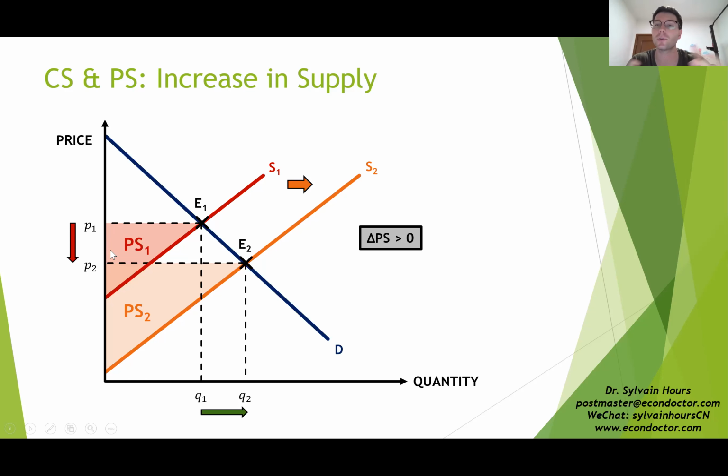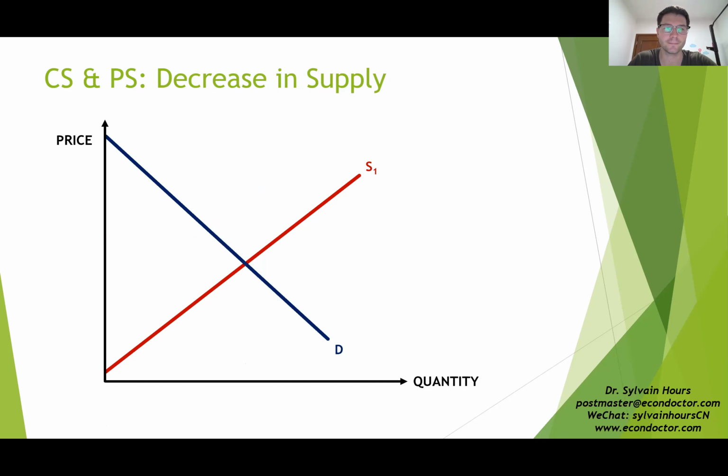Again, unless your supply is perfectly price elastic, okay, that's an extreme case, which means that the height of the red triangle is always less than the height of the orange triangle. And therefore, an increase in supply always leads to an increase in producer surplus. So increase in supply, higher consumer surplus, higher producer surplus.